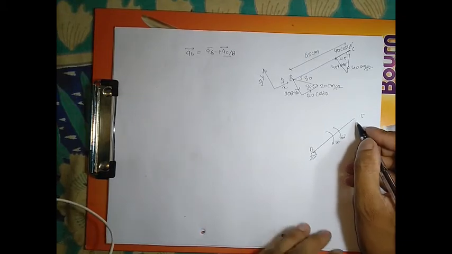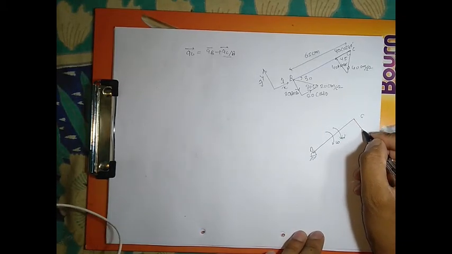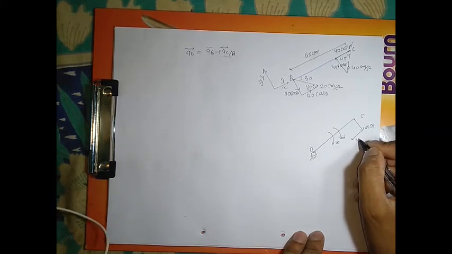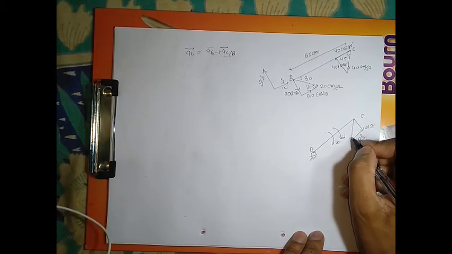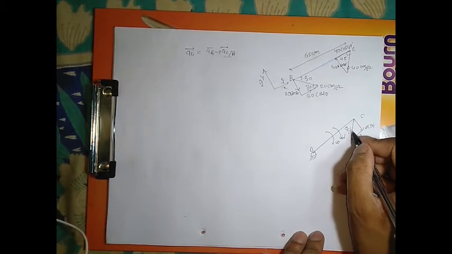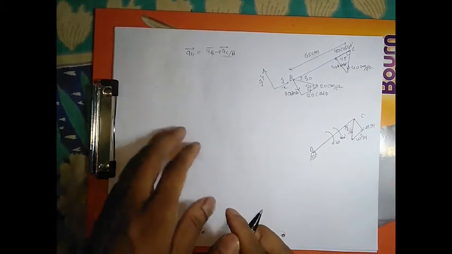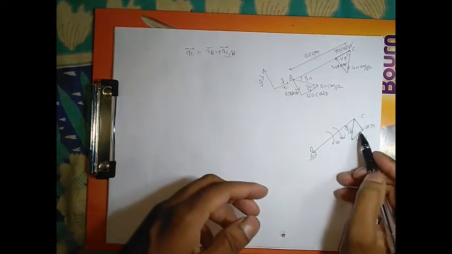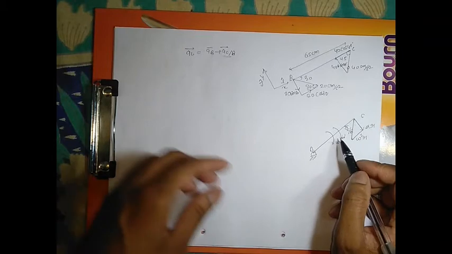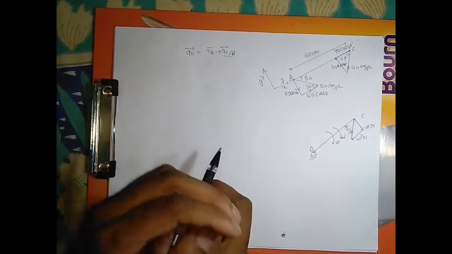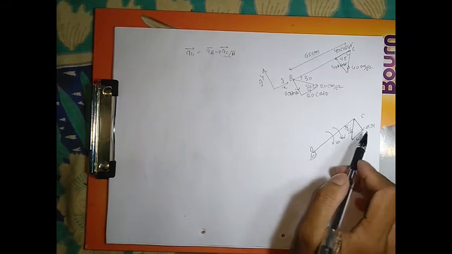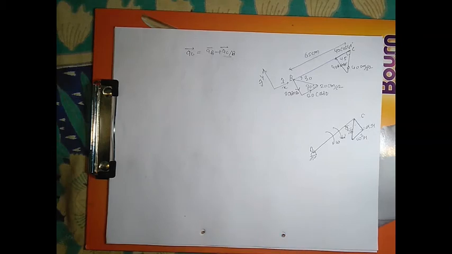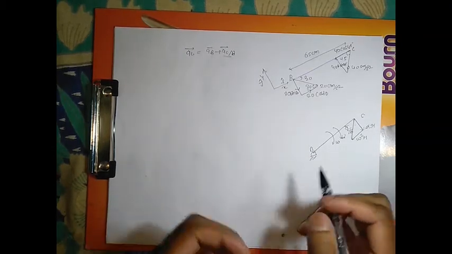So here it will be alpha r, and the other will be omega square r. This is the acceleration of C with respect to B. Omega square r will be along the rod BC, and alpha r will be perpendicular to the rod BC. Where it comes from, I have mentioned in my previous video. You can watch it.